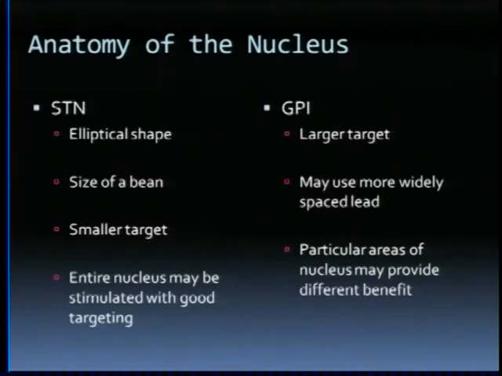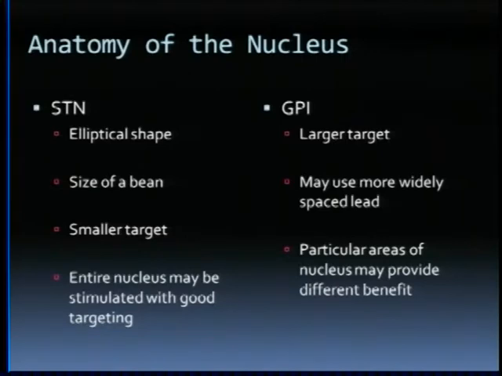If you look at GPI, it's a larger target. It's a little bit more columnar or spread out. So some surgeons think, well, it's bigger, so it's maybe a little easier to hit. But now we're finding within the GPI that certain areas maybe do certain things.